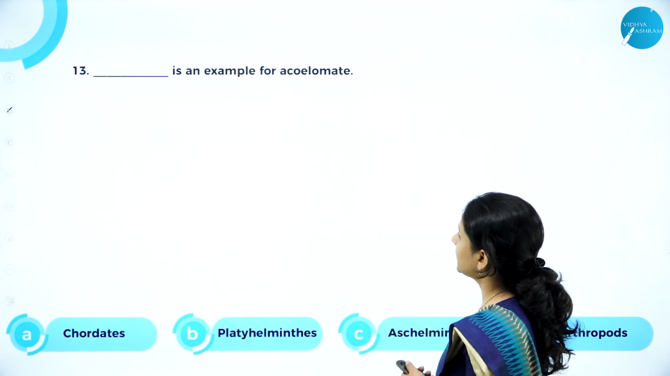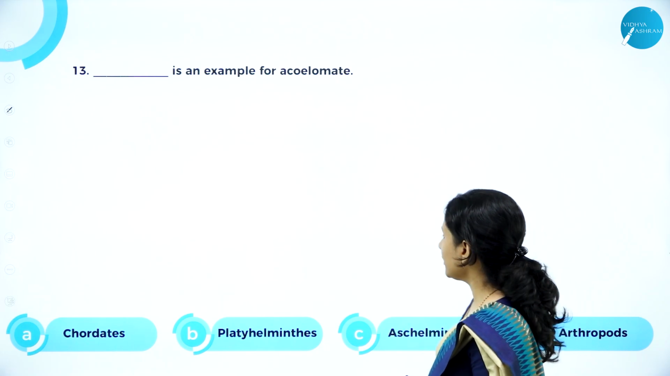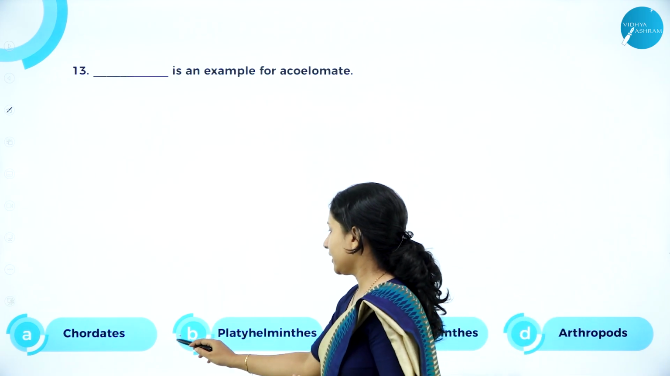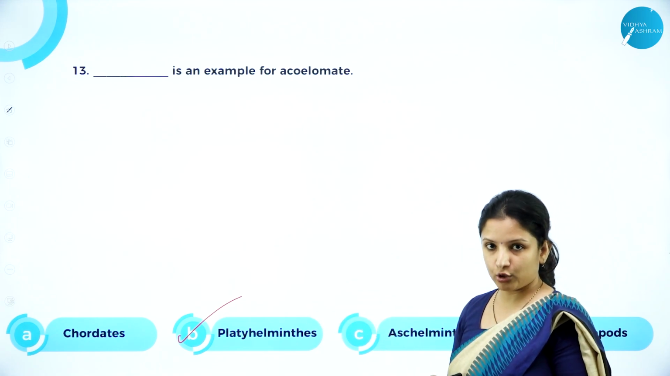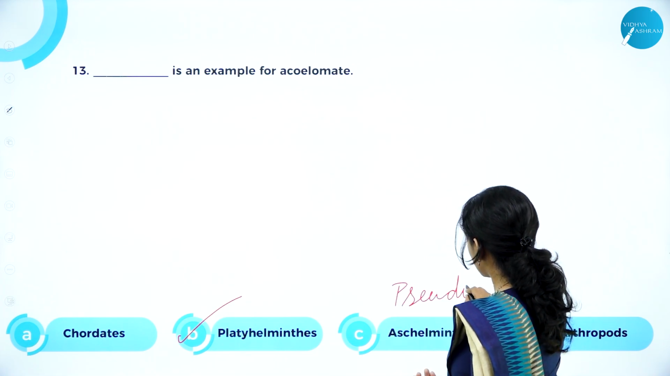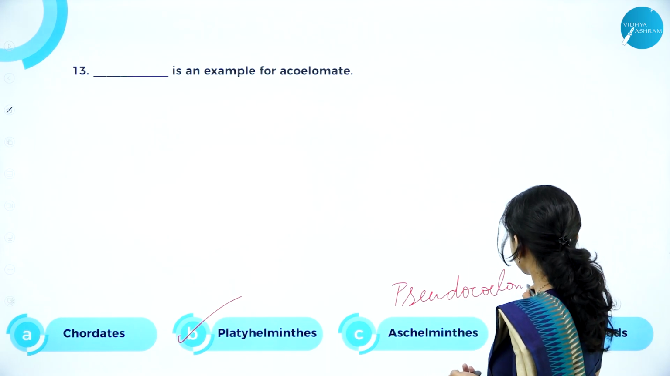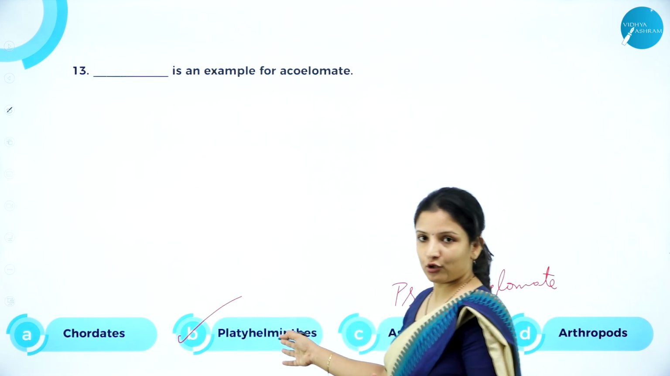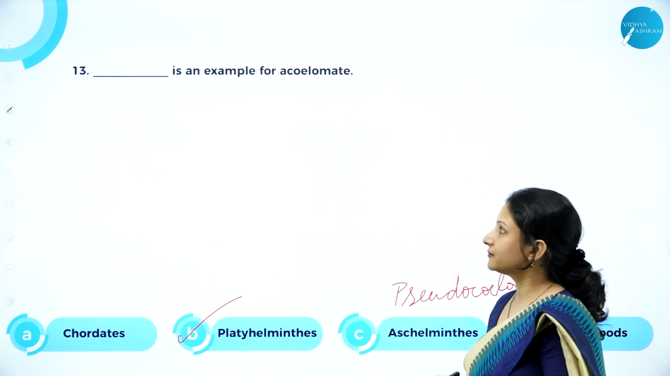Dash is an example for acoelomate. Is it chordates, platyhelminths, aschelminths or arthropods? Here the answer is platyhelminths. Chordates and arthropods are coelomates. Aschelminths are pseudocoelomates, so the question can come up: dash is an example for pseudocoelomates. It is aschelminths. Acoelomates are platyhelminths. Coelomates are chordates and arthropods.